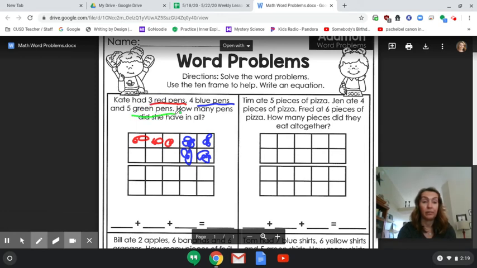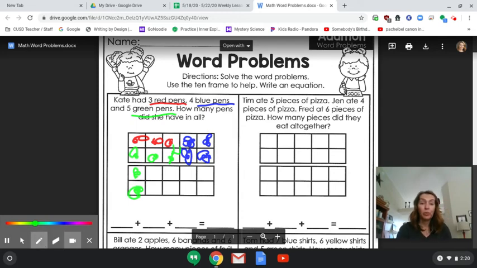5 green pens. Okay. 1. Oops, that kind of went up there. 2, 3, 4, 5. And like I said, you could have filled in different squares than I did, but I made sure that I had 3 red, 4 blue, and 5 green. I have a little trick over here that I found is the eraser. I want to erase right here, this little green part. There we go. 3 red pens, 4 blue pens, and 5 green pens. How many pens did she have in all?